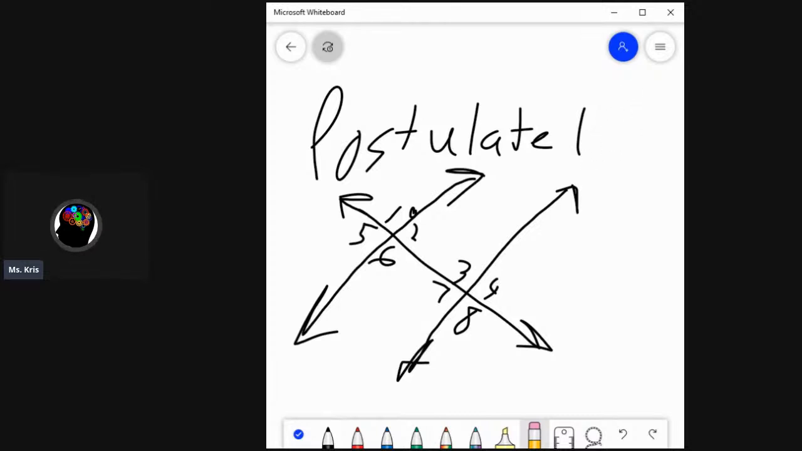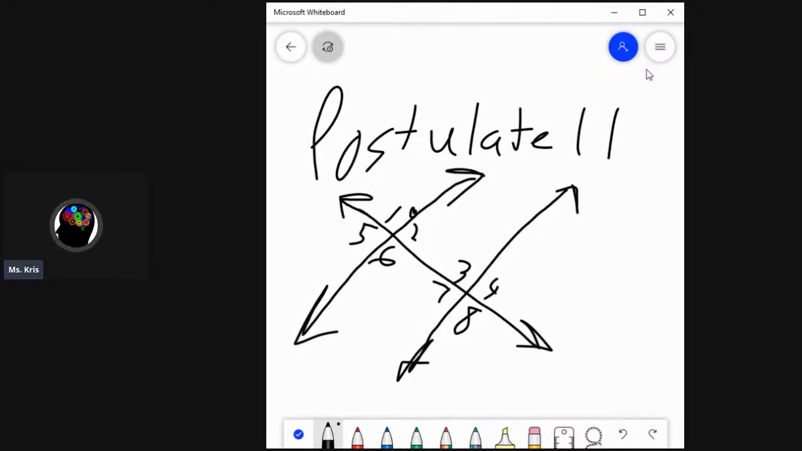So postulate 11 simply means if 2 parallel lines are cut by a transversal, then the pairs of corresponding angles are congruent. If 2 parallel lines are cut by a transversal, then the pairs of alternate interior angles are congruent. That's theorem 4.1. And the same for 4.12 and 4.13. 4.13 says if 2 parallel lines are cut by a transversal, then alternate exterior angles are congruent.